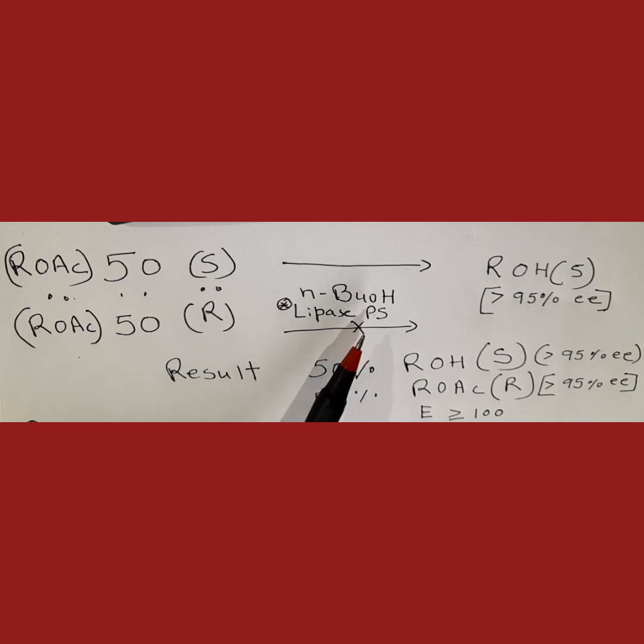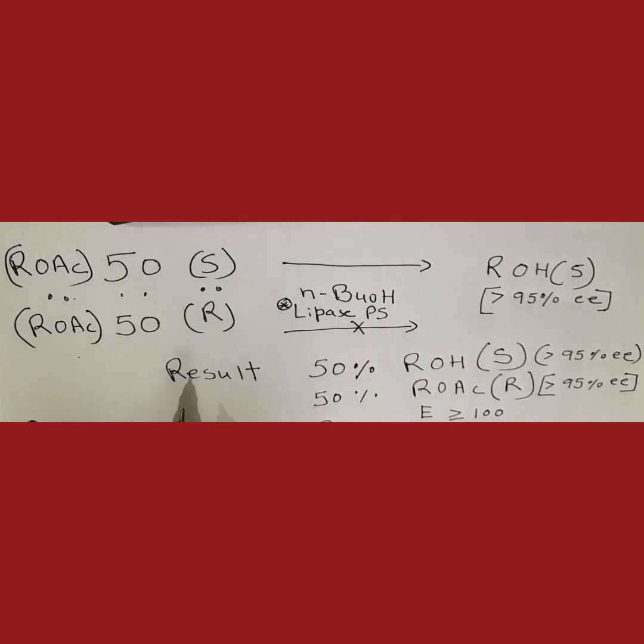Now lipase PS is highly enantioselective for the S isomer. As a result, when we go to 50% conversion, the entire 50% of S isomer gets converted to alcohol, whereas the ester remains as it is. And the most interesting part is, it's so very enantioselective that we get optical purity of greater than 95% EE. EE is enantiomeric excess. What that enantiomeric excess means, we will be explaining very soon.